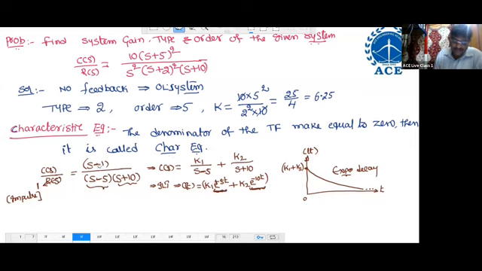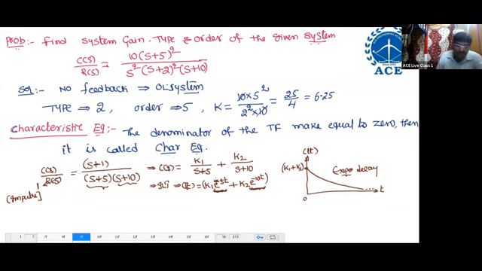So here I'll take it plus only. Plus. Here what happened? Plus. Here minus. So that means the system characteristics are decided by only the denominator term. That's why for the characteristic equation, consider only the denominator of the transfer function and make it equal to 0. Then it is called the characteristic equation.